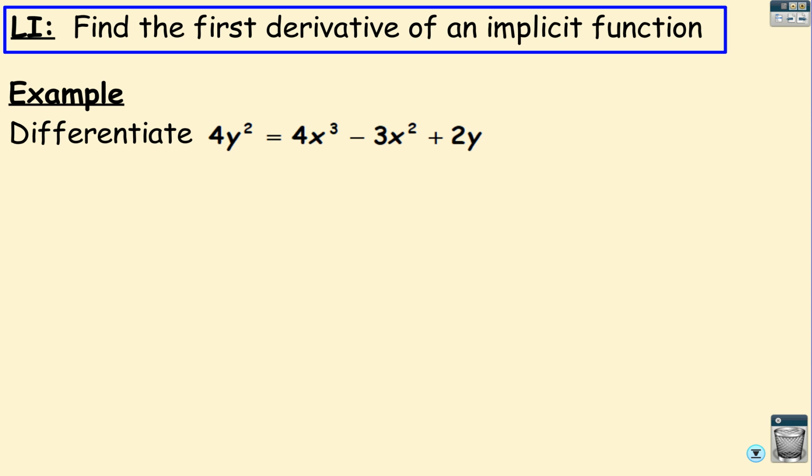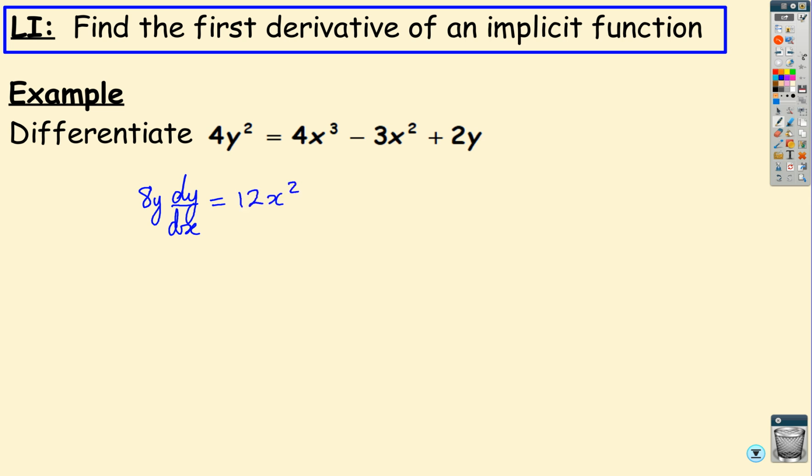Okay, so let's start with 4y squared. Well, that's a term containing y. So we differentiate it as normal, and we have 8y, but that's now 8y dy by dx. Right, so that's what that second point in the last slide meant. You differentiate the term as normal, but put dy by dx with it. So 8y dy by dx. The next term, 4x cubed, well that's just a term in x, so we'll differentiate that as normal, 12x squared. Differentiate the second term as normal, but the final term is a term containing y. So we're going to differentiate it, but put dy by dx with it. So the derivative of 2y would be 2 and then we have dy by dx.